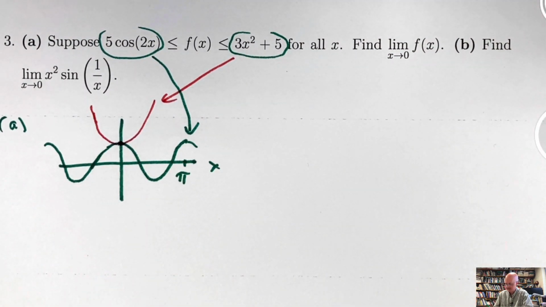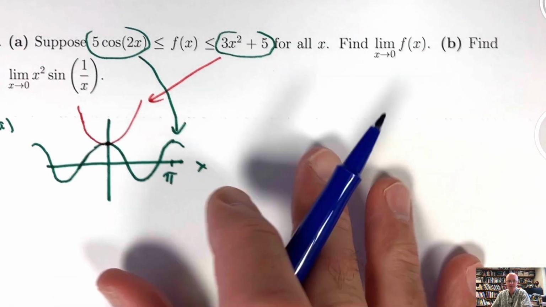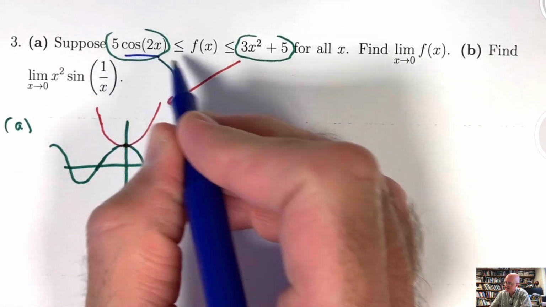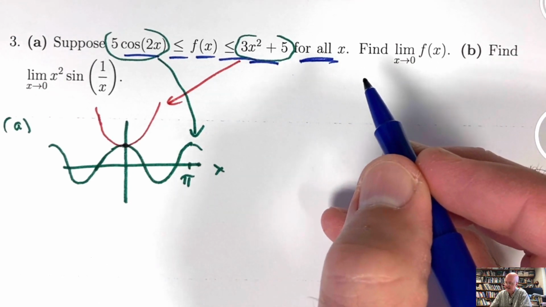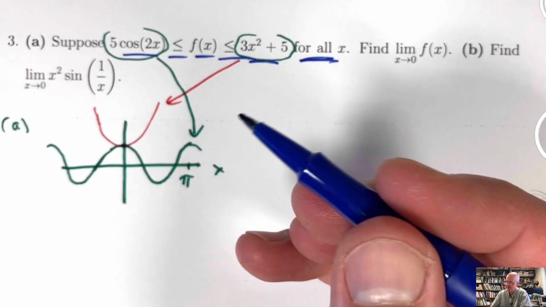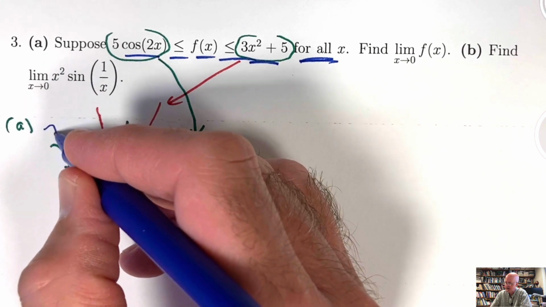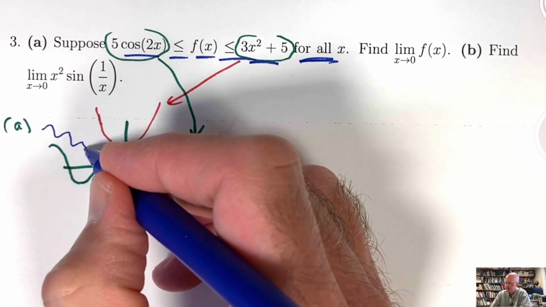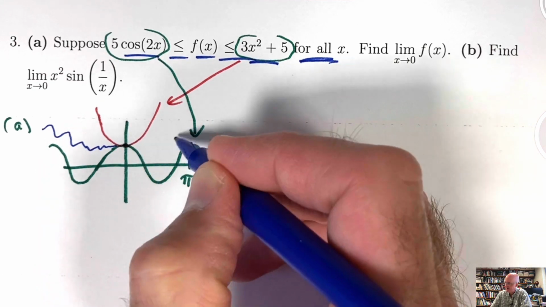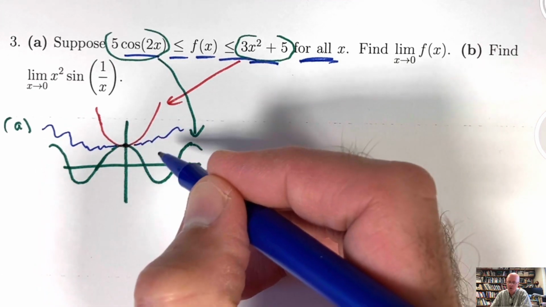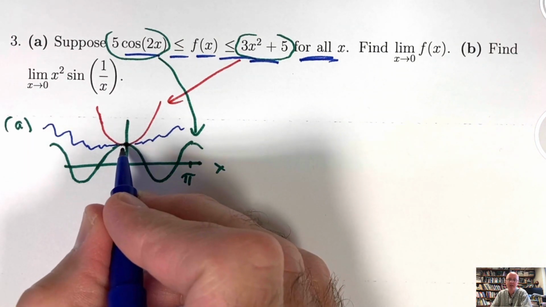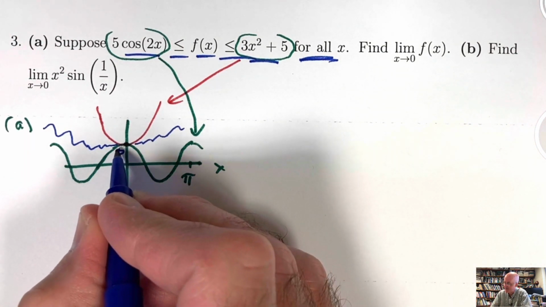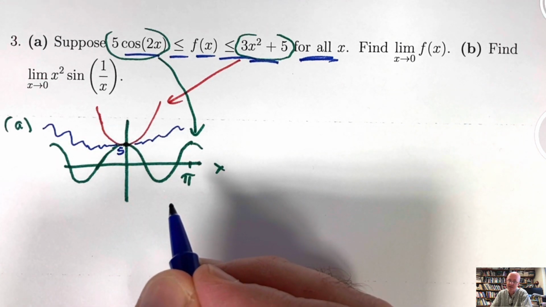You're told f of x always has a graph that's between these other two graphs. 5 cosine of 2x is less than or equal to f of x is less than or equal to 3x squared for all x. It's always between them. You have no idea what f of x looks like other than to say its graph is between the red and green graphs here. It could be some crazy looking graph, but it's between them. And therefore, near 0, it's squeezed toward the same limiting value of 5. The answer has got to be 5 by the squeeze theorem.